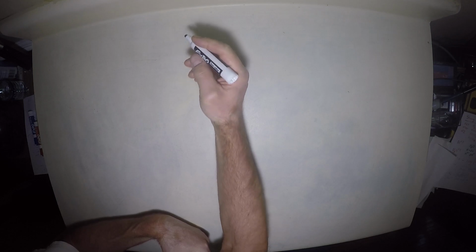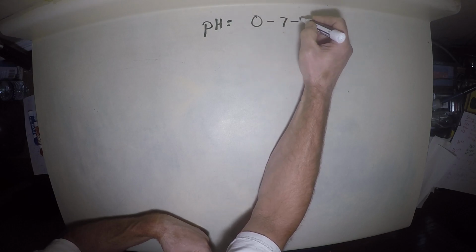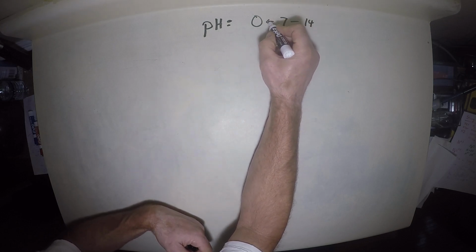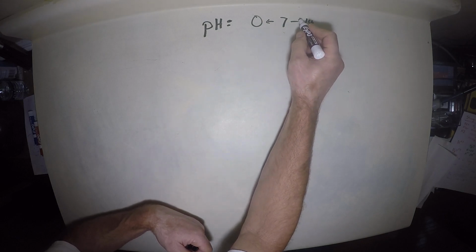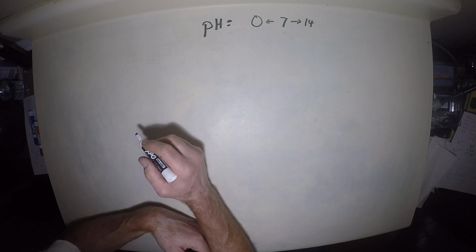pH, acid and base theory. The pH scale for aqueous systems runs from 0 to 14, with 7 in the middle being neutral, and as you head towards 0, those are acidic conditions, and as you head towards 14, those are basic conditions.